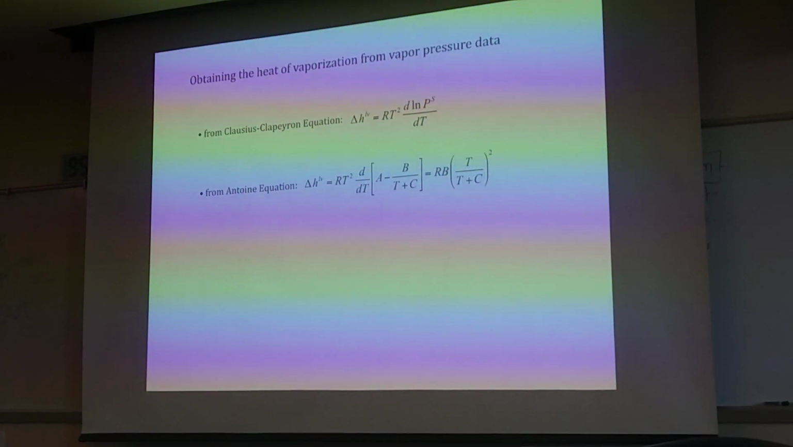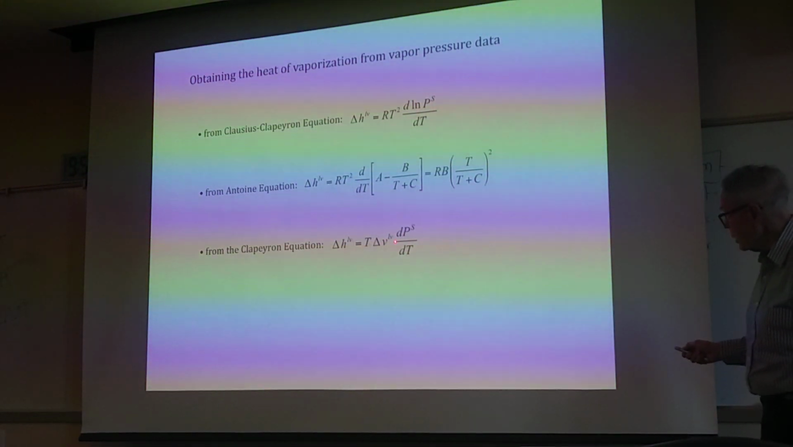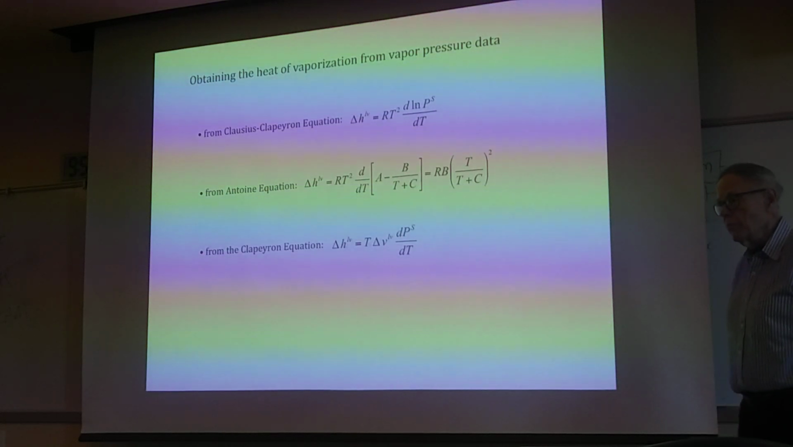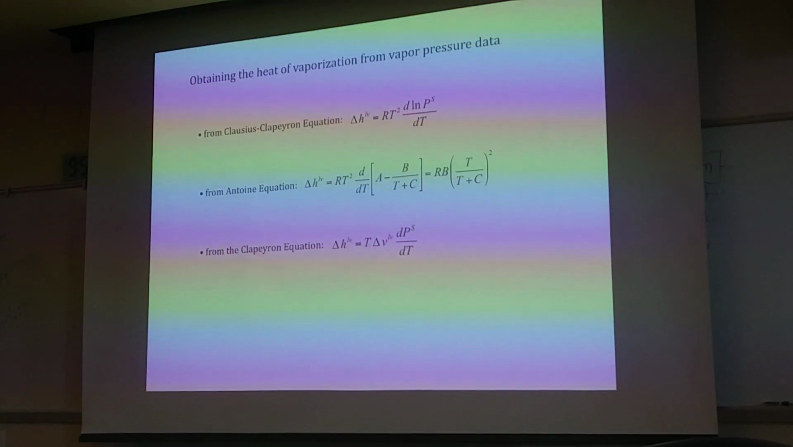If I don't have validity of the Clausius-Clapeyron equation, say, then I may need to go back to the original Clapeyron equation. And for this, to get the heat of vaporization, I need the actual data, actual vapor pressure data, and actual data for the change in the molar volume with phase change.